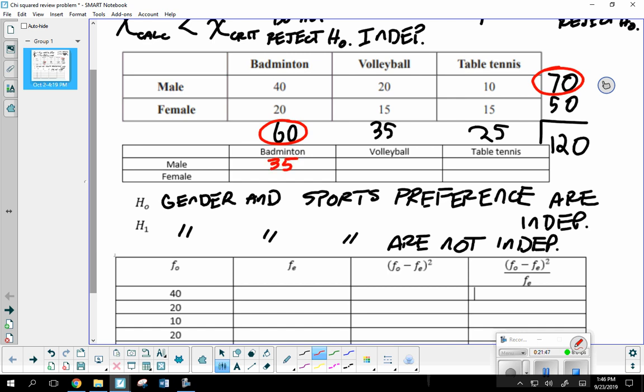Is everybody okay with that? And then if I wanted to find the expected number of men who chose volleyball, I would multiply that column total, 35, times the row total, 70, divided by 120, in which case I'm getting 20.4167.